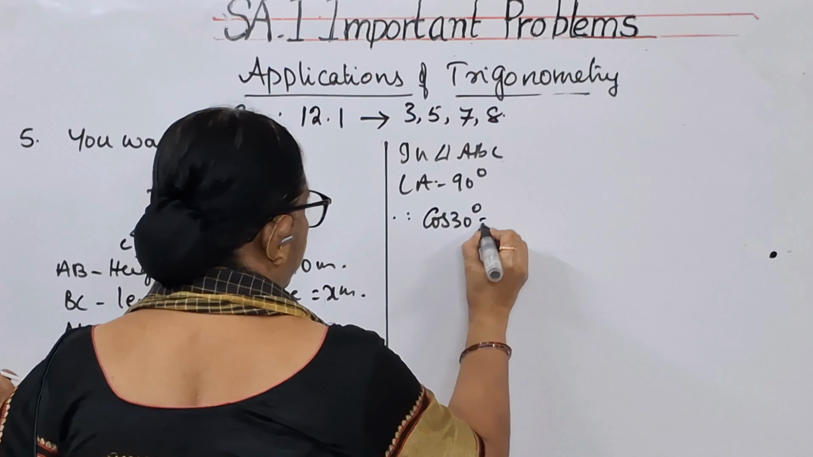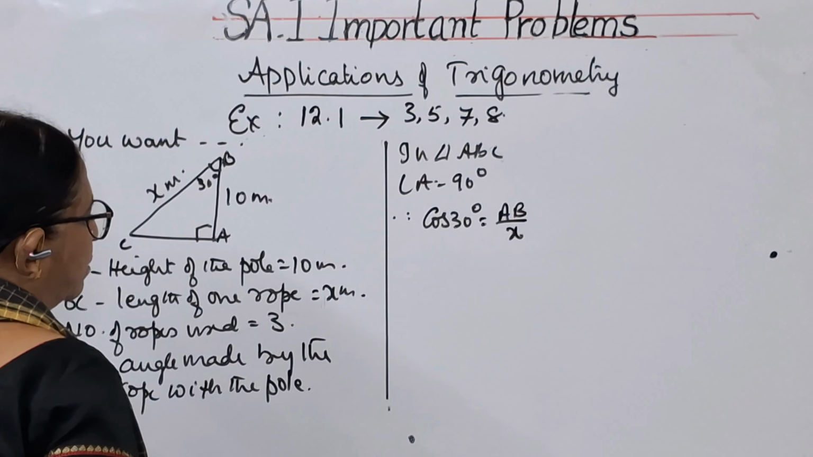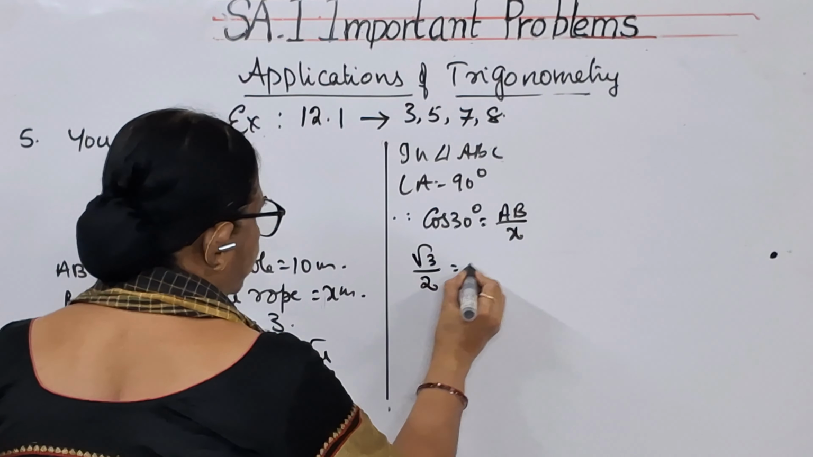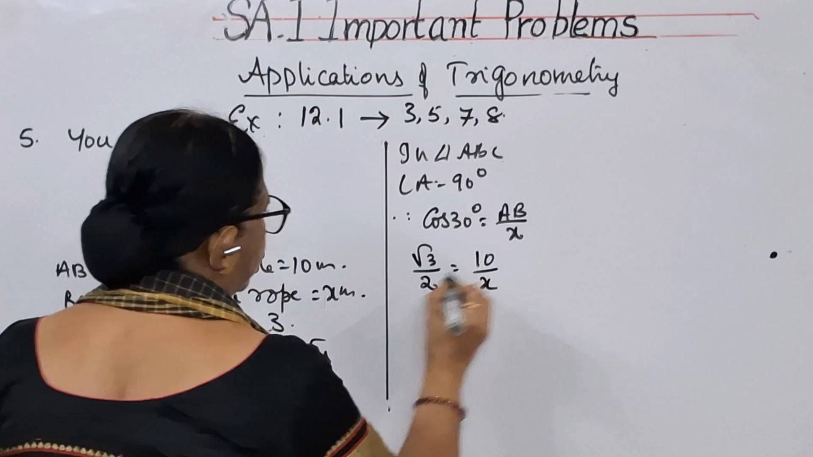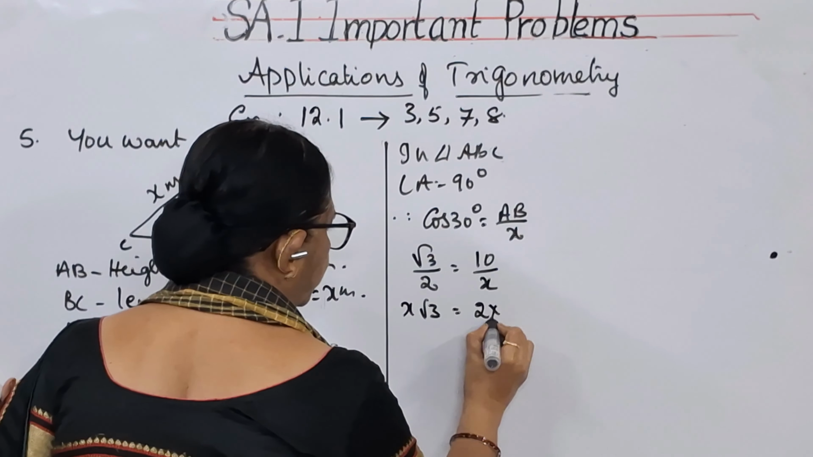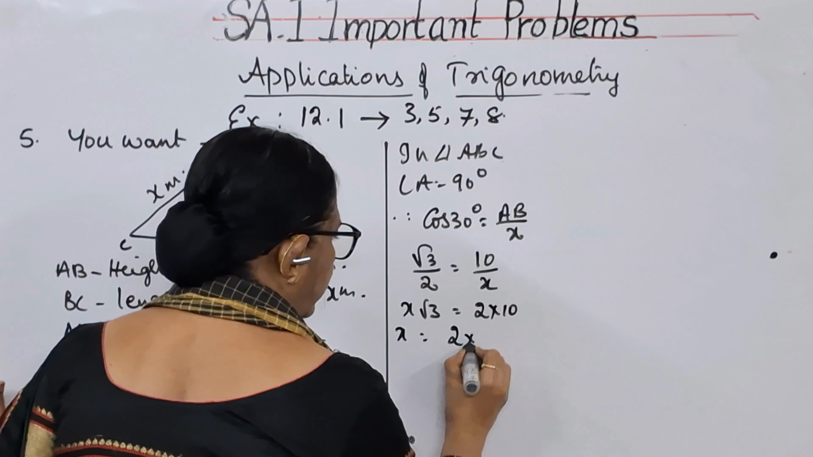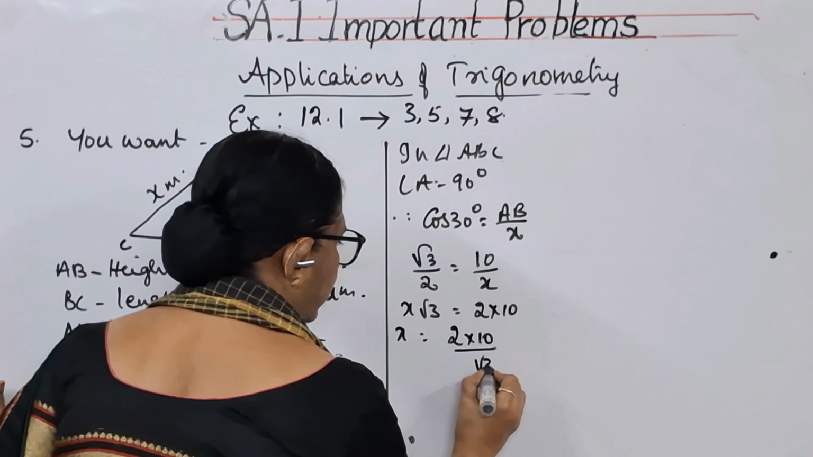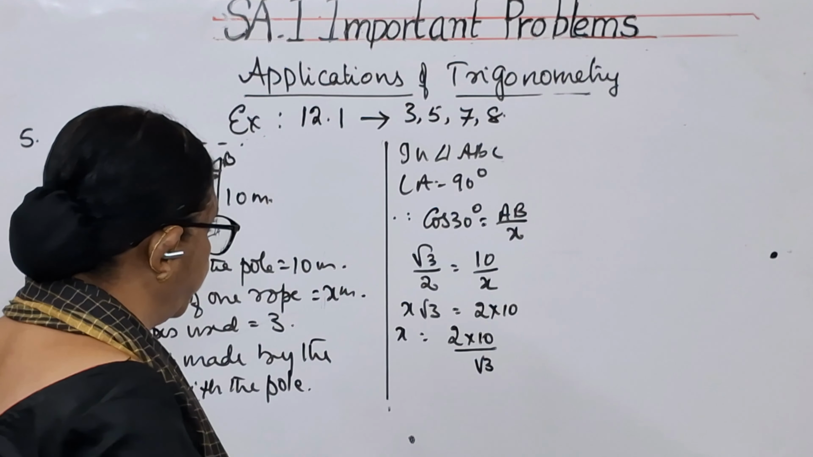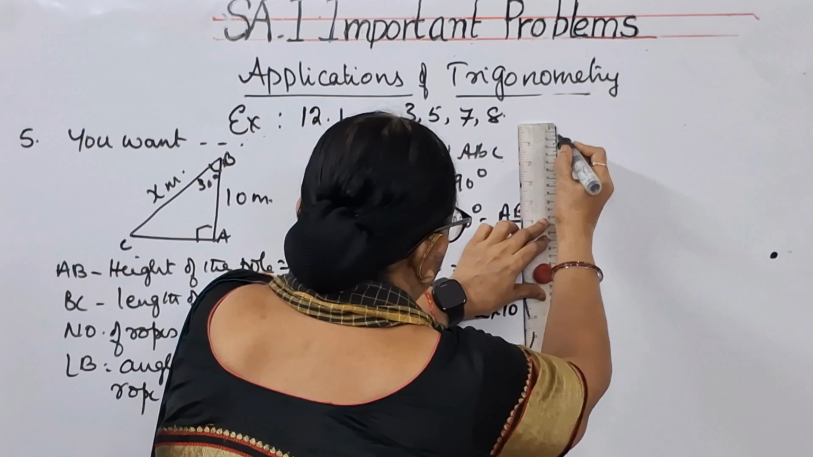Cos 30 is equal to AB by X. What is cos 30 value, children? Root 3 by 2 is equal to 10 by X. So X root 3 is equal to 2 into 10. So what is X? 2 into 10 by root 3. What is this, children? It is length of one rope. How many ropes you want? 3 ropes you want.